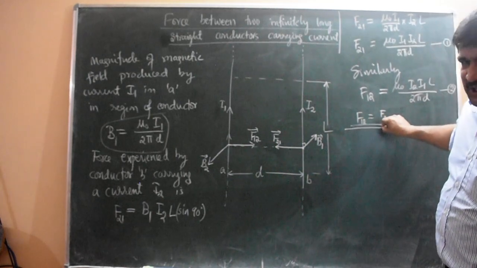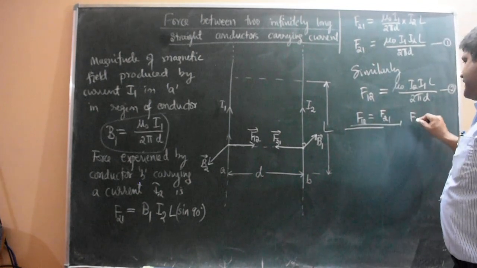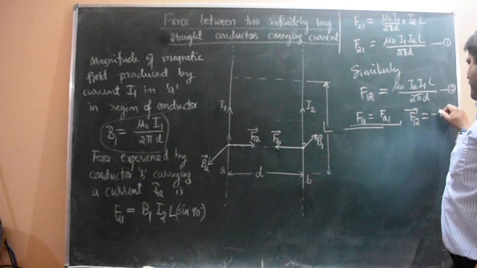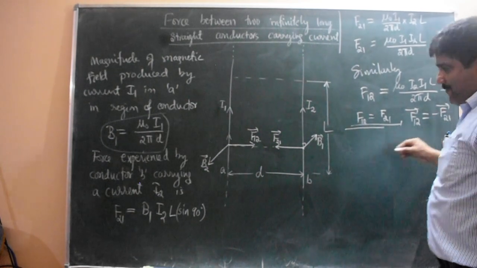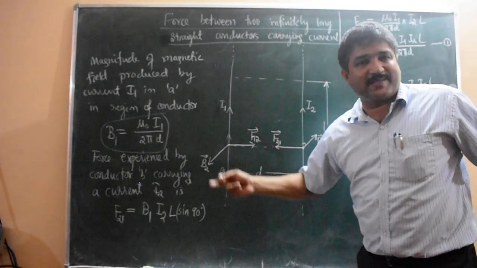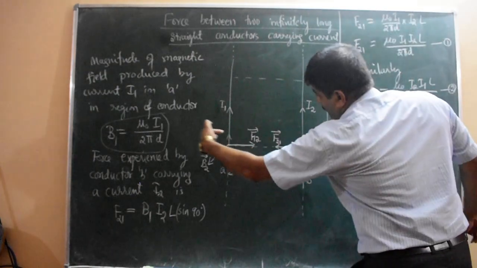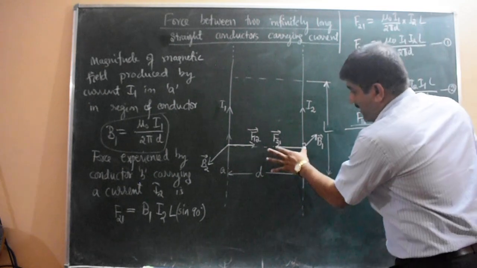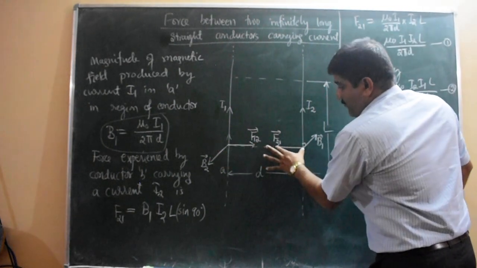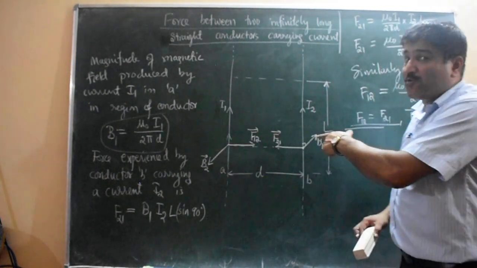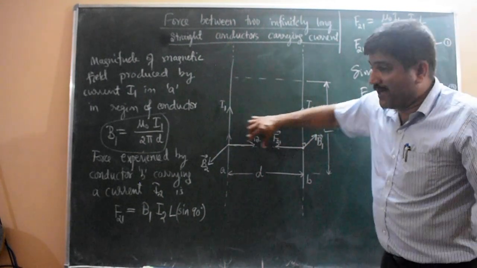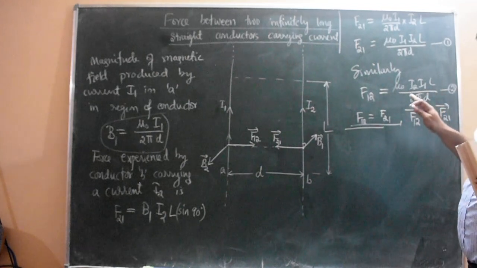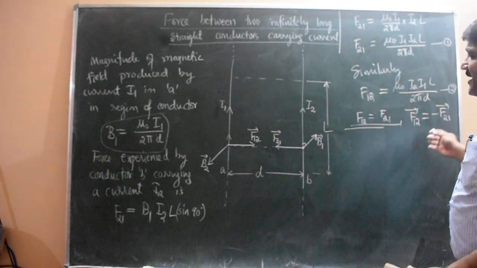But when you write it vectorially, F12 vector equals minus F21 vector. Why? The direction of F21 is this way, whereas the direction of F12 is to the right side. This means the directions are opposite, but their magnitudes are equal. F21 vector and F12 vector are shown with equal length. So they are equal in magnitude and opposite in direction.